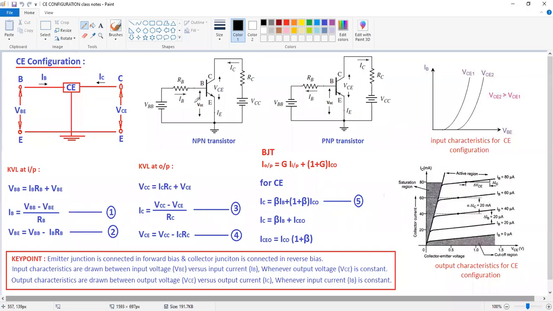See here. First we have to draw this NPN transistor symbol. Here, emitter is connected to the ground. In the case of common emitter configuration, emitter is connected to the ground. Okay, here this RB is called your current limiting resistor. To avoid the damage of the transistor, we are going to connect this current limiting resistor RB. Because the input is base, that's why I'm going to mention this as RB, R suffix B. Okay, this is a current limiting resistor RB.